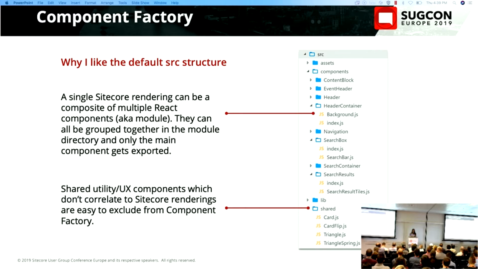The other thing is, since it's only looking into the components folder, it makes it really easy to add global utility classes. Here I added a folder called shared, which is for all my animations, for the card and the search results, the card flip that actually does the animations. This stuff is used by multiple components, and it's very modular. It can be reused. It can be packaged into a node module, but that won't go into the component factory either. So I think the default structure is actually pretty useful.